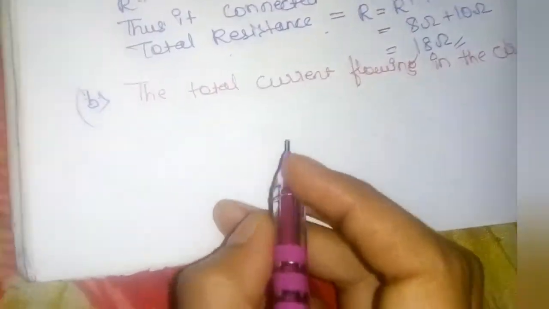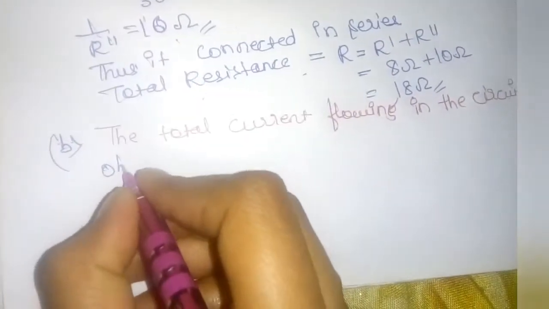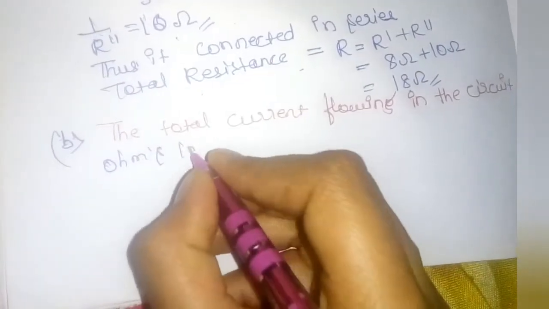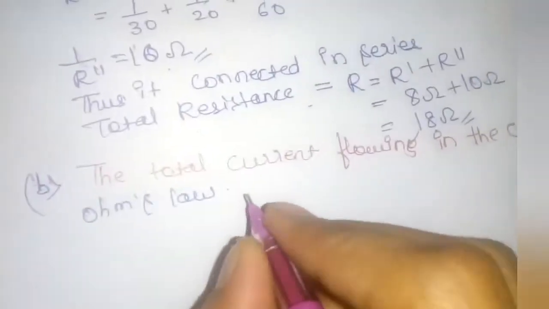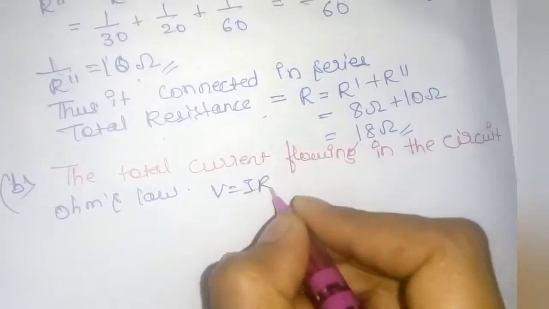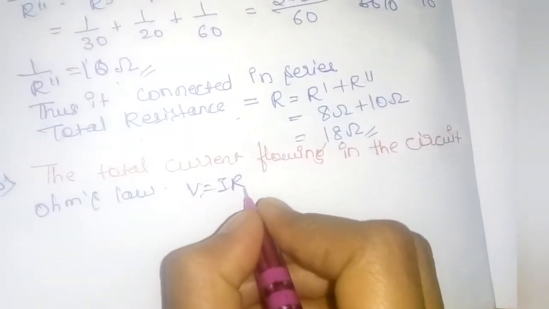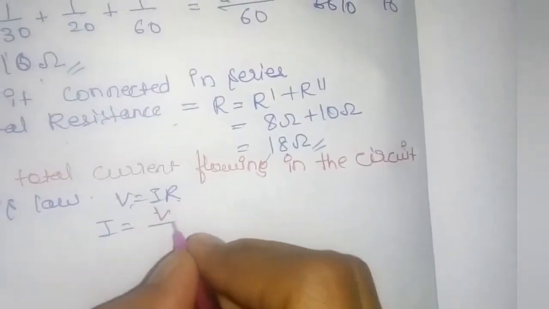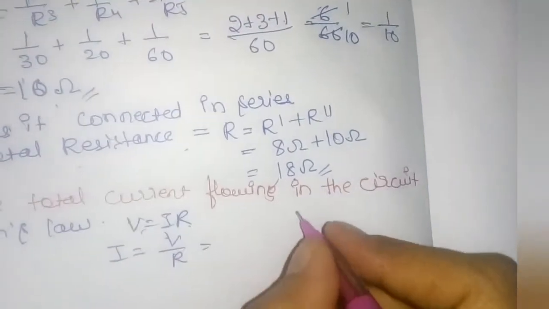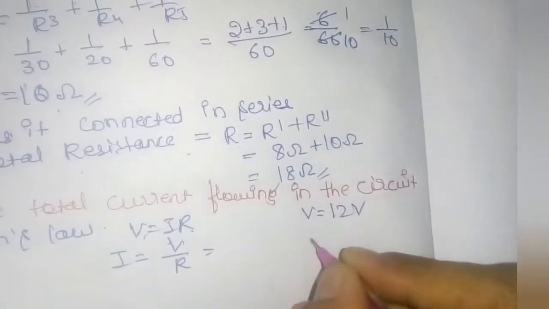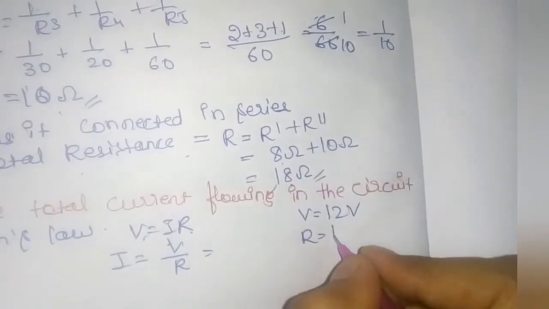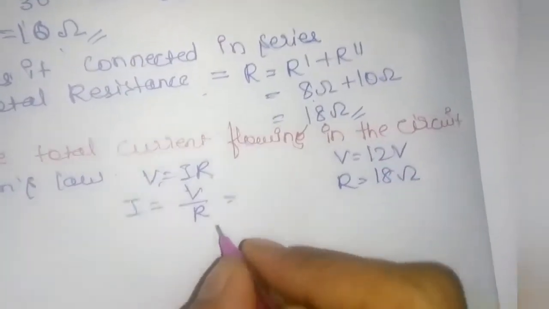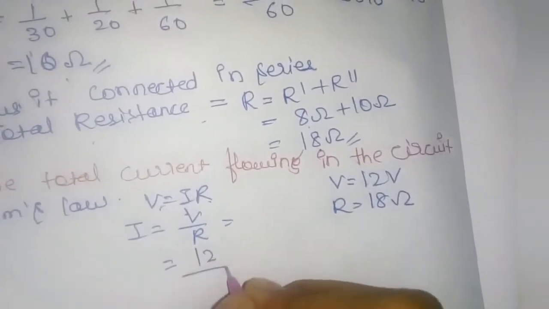So the total current we have to find out by using Ohm's law. You know the Ohm's law formula, that is V equal I R. So we know the volt value, we know the resistivity value, but we have to find out the I. So at that time we can write I equal V by R. So what is the V value? V equal 12 volt, where R value we already found here, that is 18 ohm. Now put the value, I will write here 12 divided by 18.